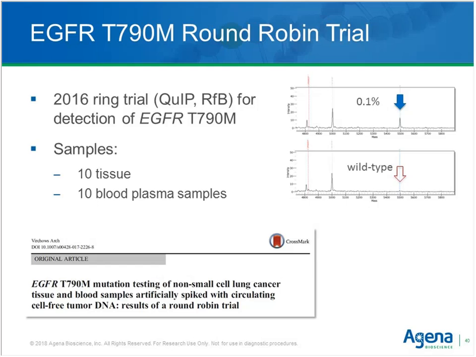On the right-hand side, you can see an example of how a 0.1% result, so the limit of detection, on the Agena lung panel looks like for T790M, and how easy it is to distinguish from the clearly negative wild-type sample. So this is how a result looks for mass spectrometry, for instance.